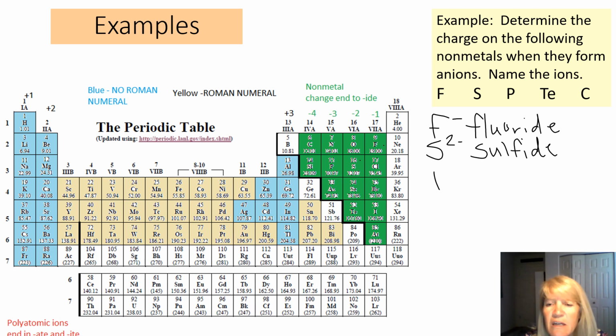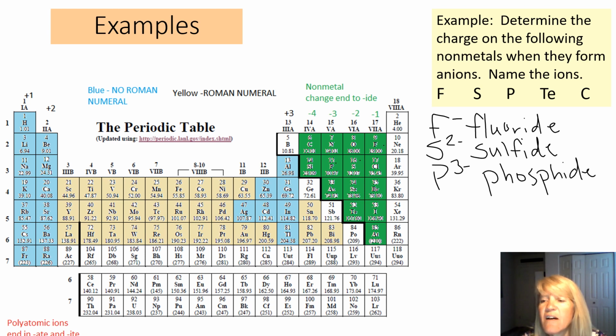Let's look at P. P is in this column, so it's -3. And that was phosphorus. It becomes phosphide, IDE ending. And you may think, well, I thought that was phosphate. You may have heard of phosphate. That's a polyatomic ion. That has some oxygens on it. So it does have the P, but it's polyatomic. So watch for that ending. "Ide" means it's just the element.